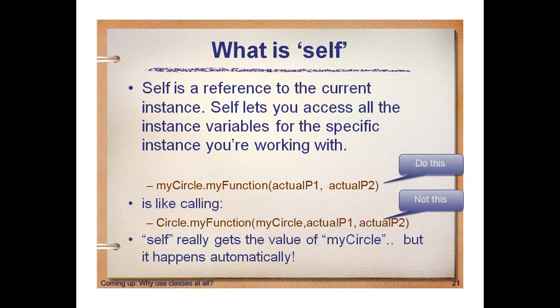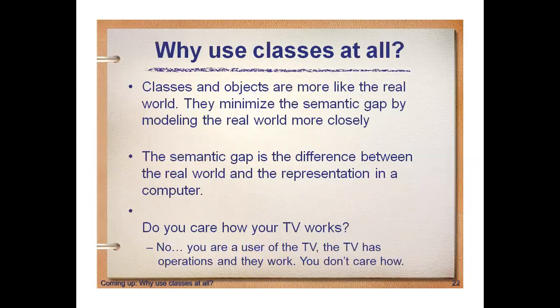Instead of doing this, we do the previous one. My circle is the name of my object, my function is the name of my method, in which I'm trying to pass actual parameter 1 and actual parameter 2. Doing this will definitely work at the time of making a function. But what will happen inside the class? Let's try to understand. Self really gets the value of my circle, but it happens automatically. How this is done automatically, let's see.